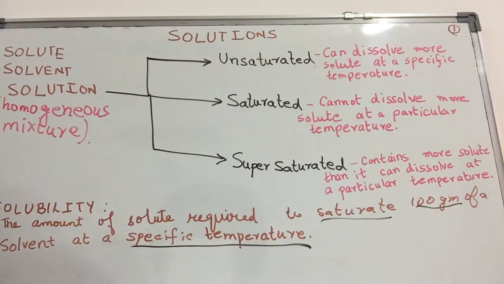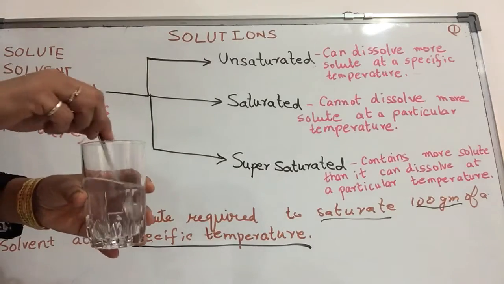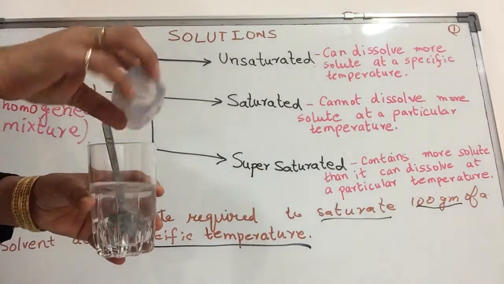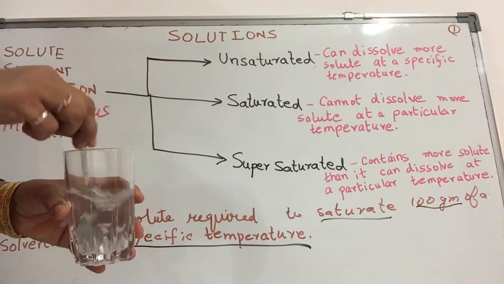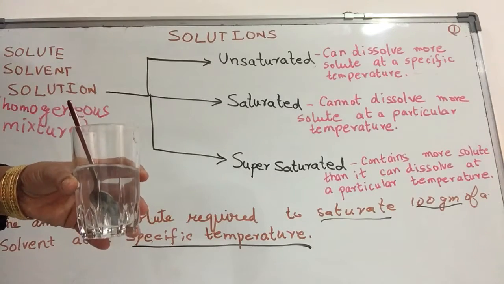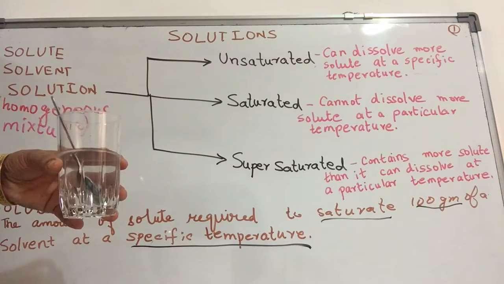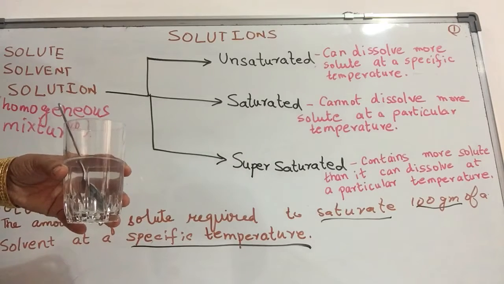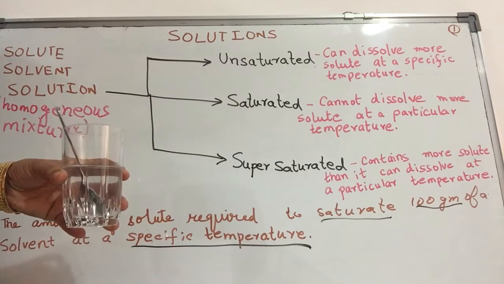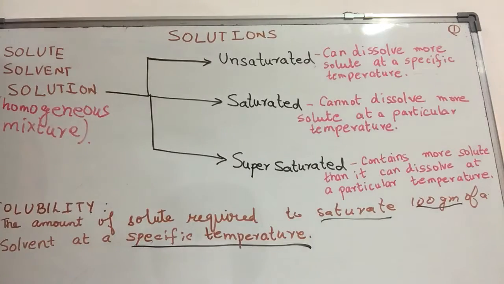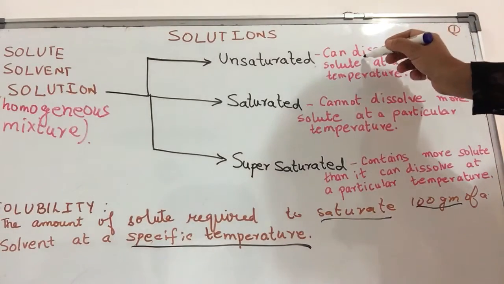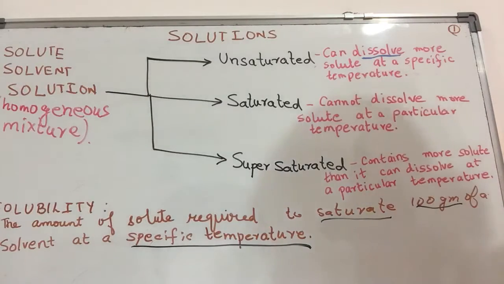I have this solution of salt in water. I can add more salt to it, more will dissolve. More salt to it, more dissolves. At room temperature, that means this solution is unsaturated. That means it still is hungry for more and more. Unsaturated, unsatisfied. So an unsaturated solution is one which can dissolve. Please remember, I am not saying which can add, no. Which can dissolve more amount of the solute at a specific temperature.